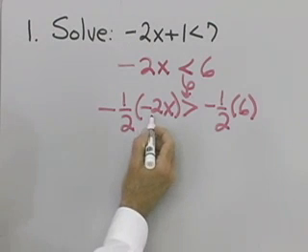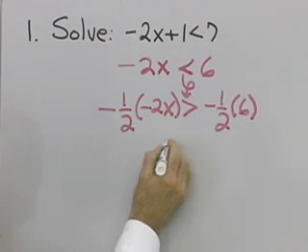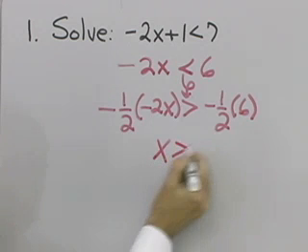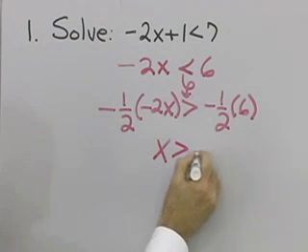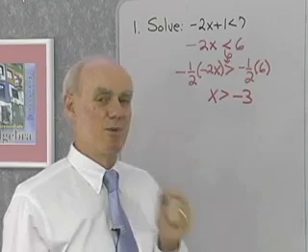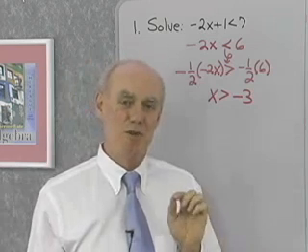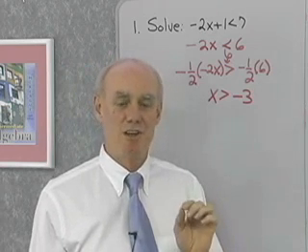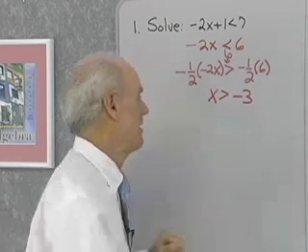Negative 1/2 times negative 2 is 1, times x is just x, greater than negative 1/2 times 6 is negative 3. Now, here's my solution. X is greater than negative 3. The next thing I want to do is graph this solution. So what I'm going to do is get a visual representation of the solution to this inequality.